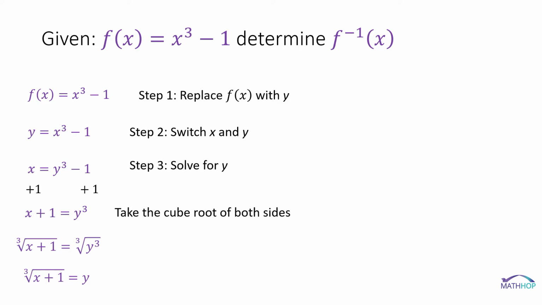So we have this equation solved for y, but it's actually a really special relationship. It's the inverse of the function we started with, but we won't know that until we label it. So what we're going to do is replace y with our inverse symbol. And so we say the inverse function in terms of x is the cube root of x plus 1. Not too bad. All right, now I'm going to throw the graph at you, but we're going to go through it step by step.